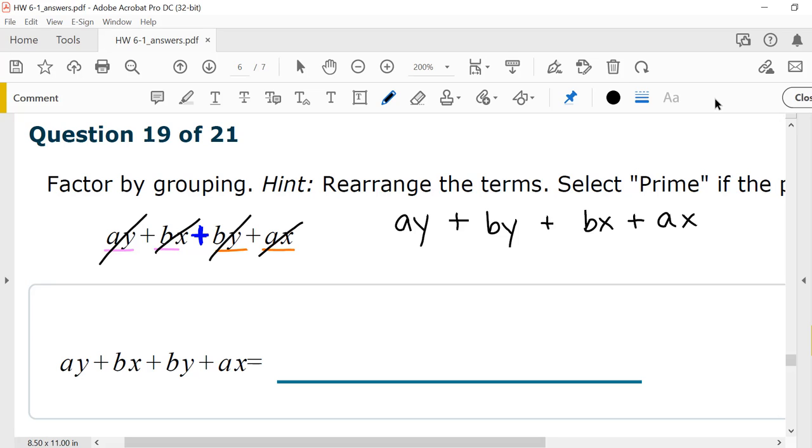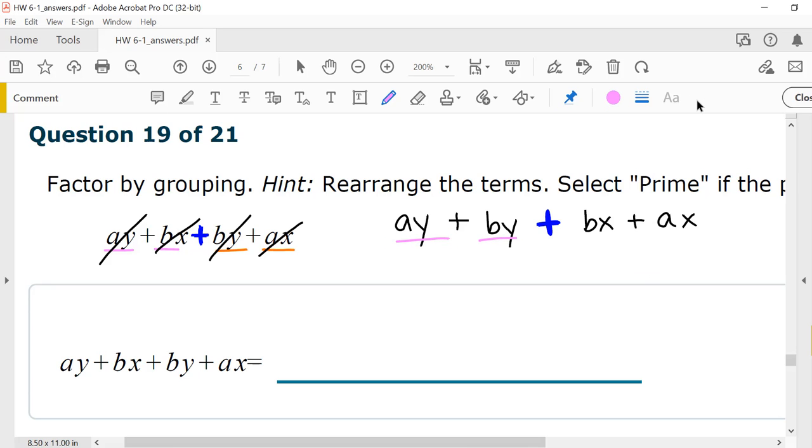BX plus AX. They're all accounted for. I did not change anything. I just rearranged the terms in a different order. I still have 4 terms. I'm going to factor by grouping, leaving that alone.